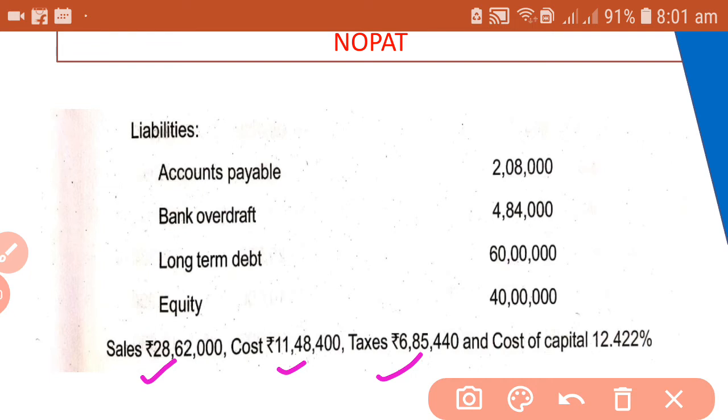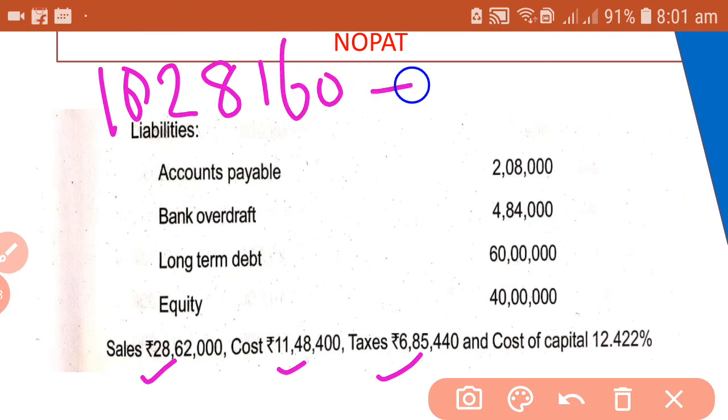28.62 minus 11.48 minus 6.85440 is equal to 10 lakhs 28,160. From this we will deduct the amount of cost of capital.